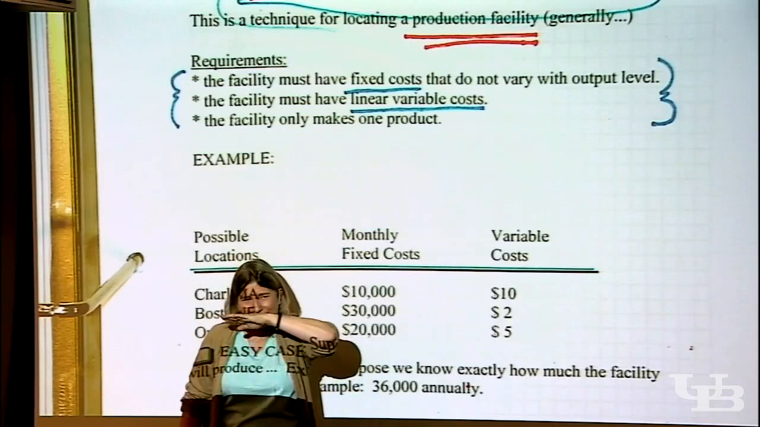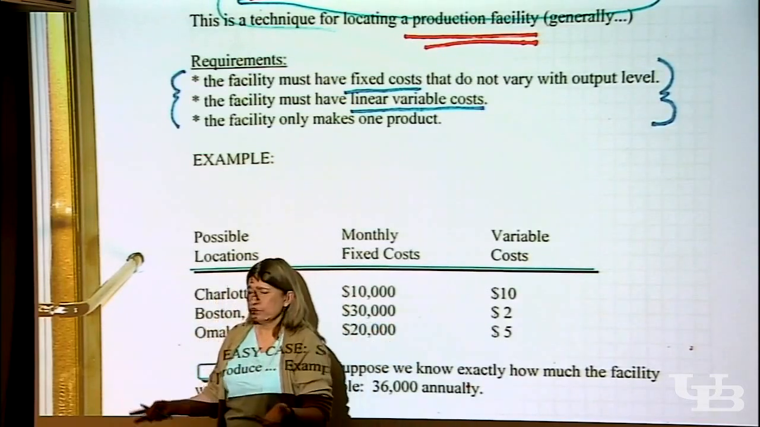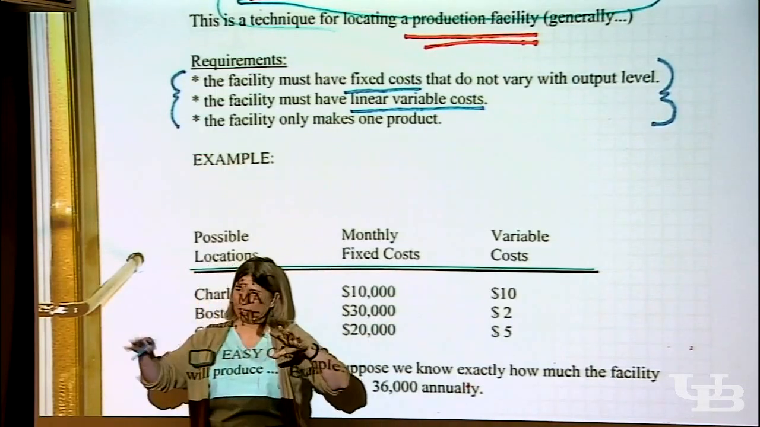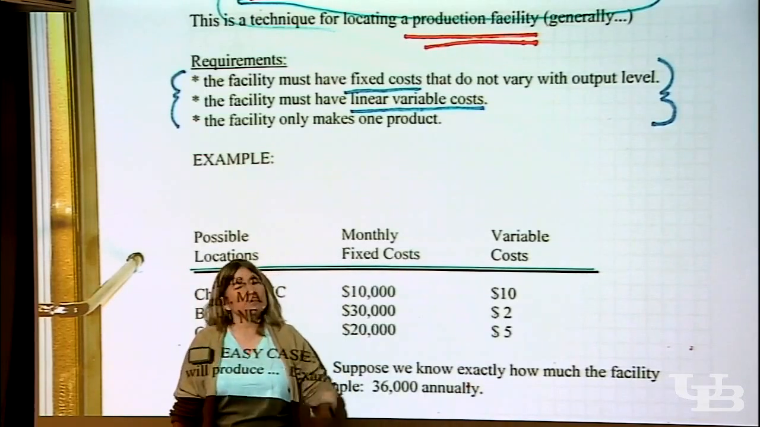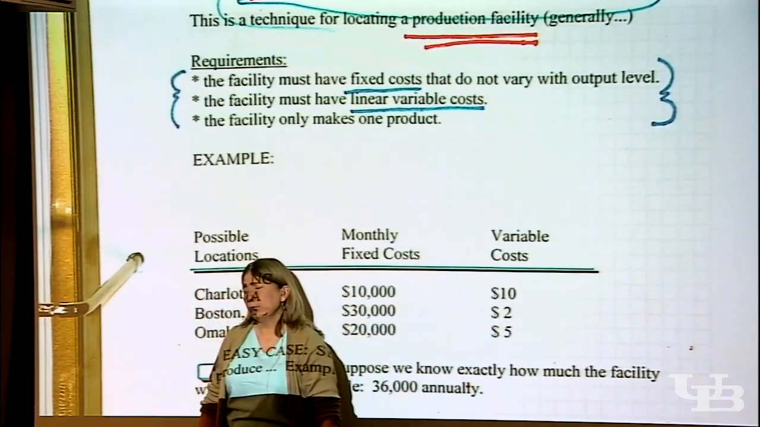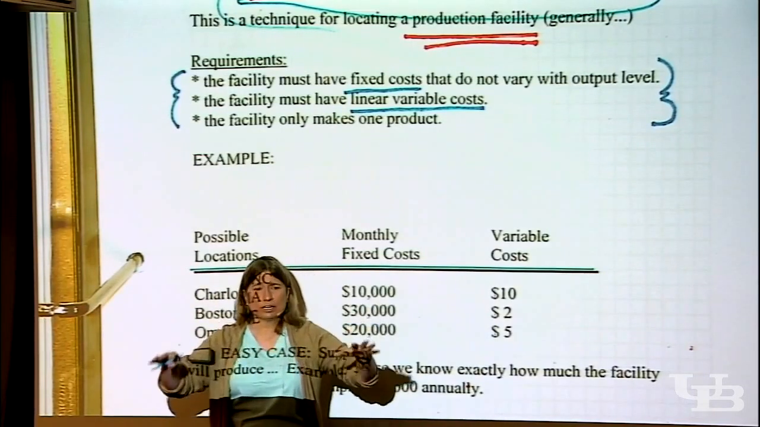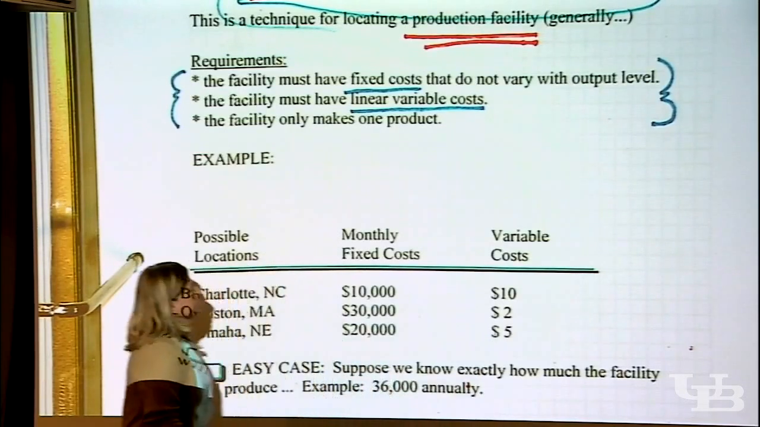That's actually not a strict requirement, in that most facilities produce a variety of products. You just have to be able to aggregate it into one kind of basic activity level. We're going to talk about that later in Chapter 11. Most facilities, even when they provide a diversity of products, you can aggregate it into some single activity level.